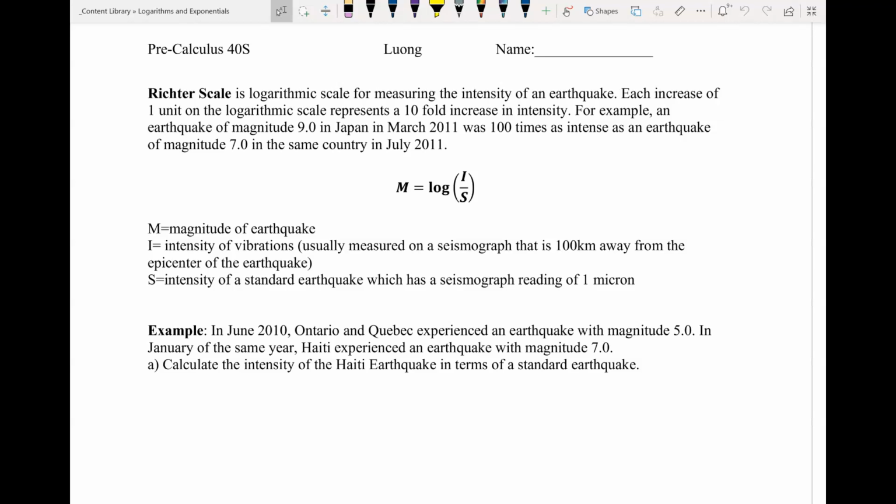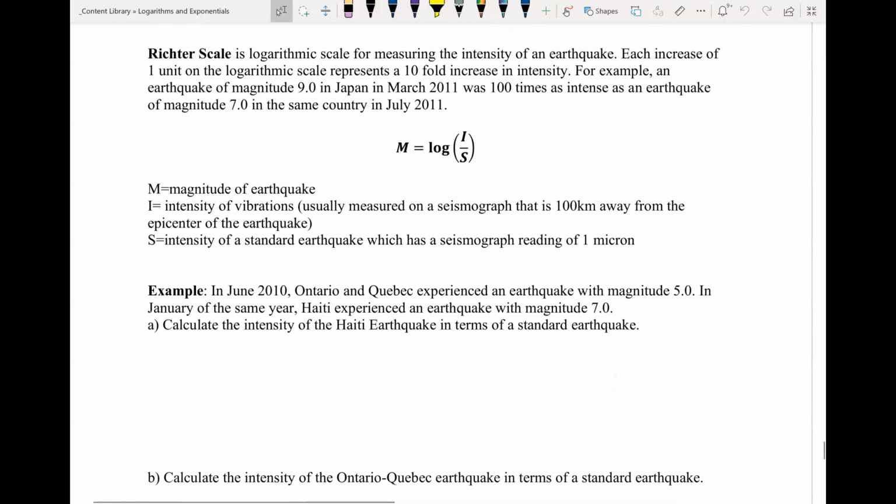In this video, we're going to finish up this unit, and we're looking at application of logarithms, more specifically on the Richter scale, and also on exponential decay. So the Richter scale is a log scale for measuring the intensity of an earthquake. Each increase of 1 unit on our log scale represents a 10-fold increase in intensity.